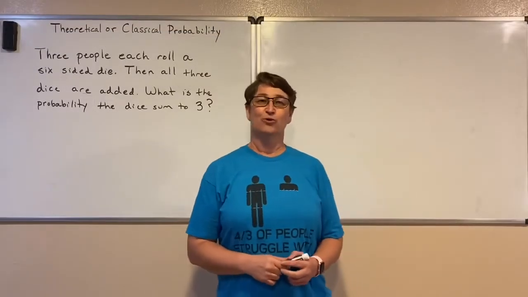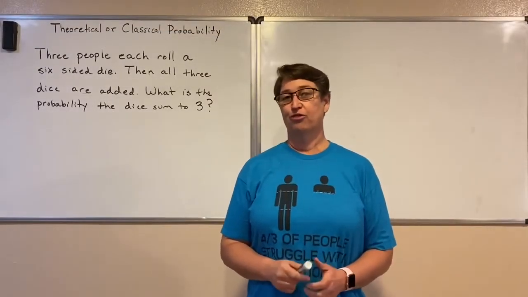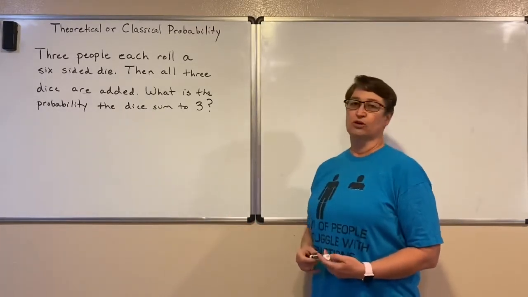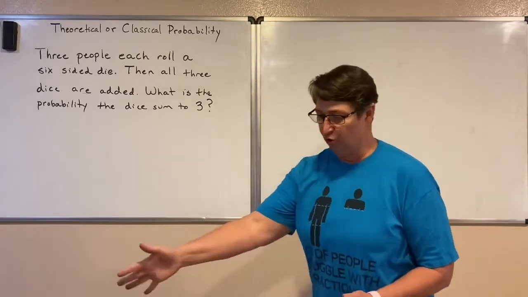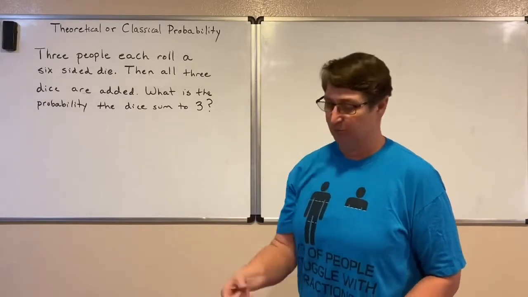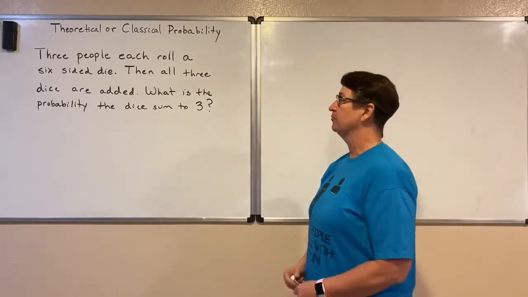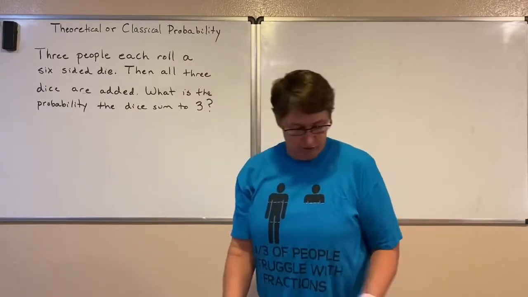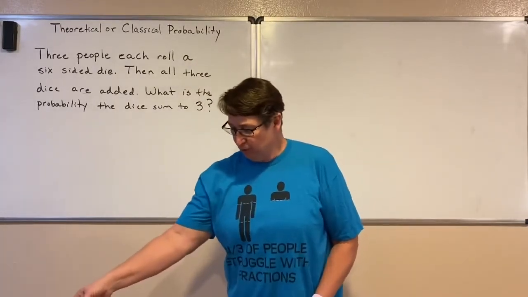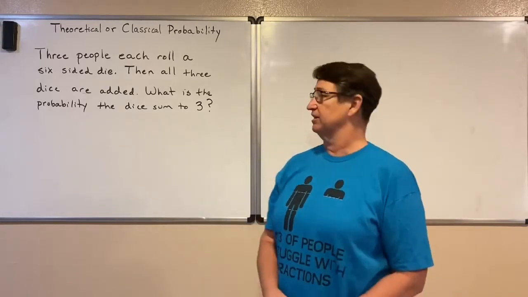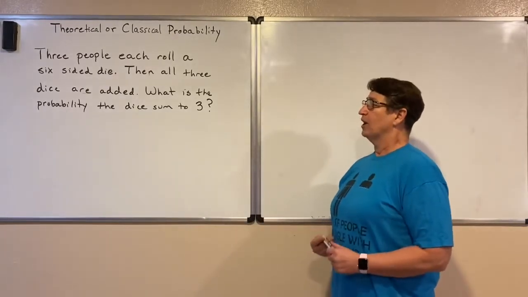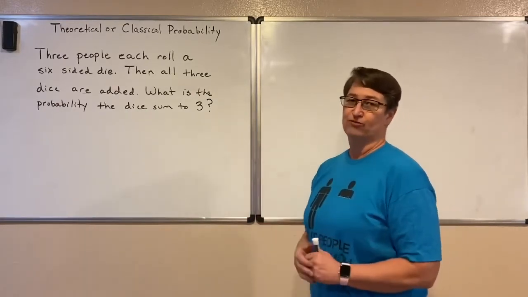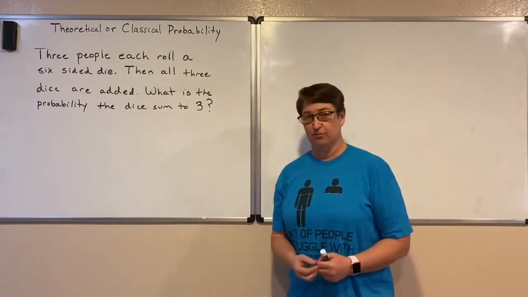In this video, we're going to do another example of a classical or theoretical probability problem. So here, 3 people each roll a 6-sided die. So person 1 rolls a die, person 2 rolls a die, and person 3 rolls a die. Then all 3 dice are added. So maybe that one rolled a 1, and this one rolled a 2, and that one rolled a 3. You just add them together. 1 plus 2 is 3, plus 3 makes 6. I want to know, what is the probability the dice sum to 3? So when we add all 3 of the dice together, what's the probability that we get a sum of 3?